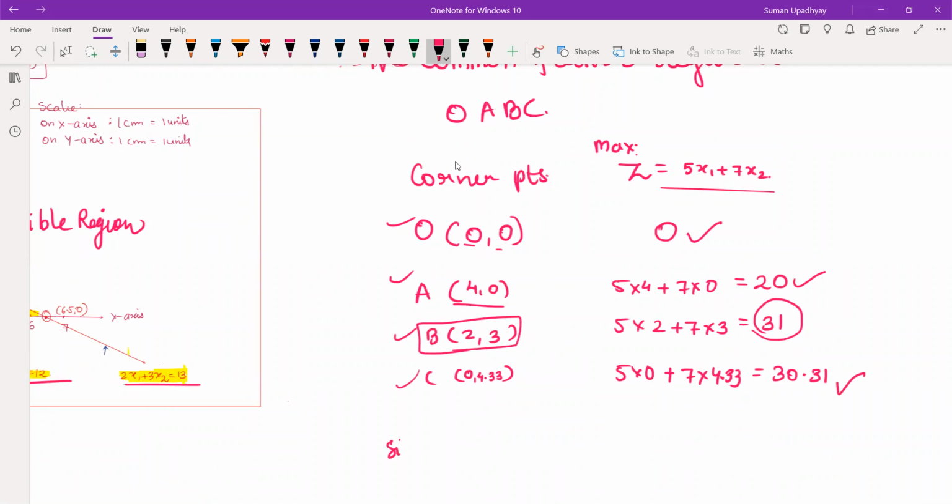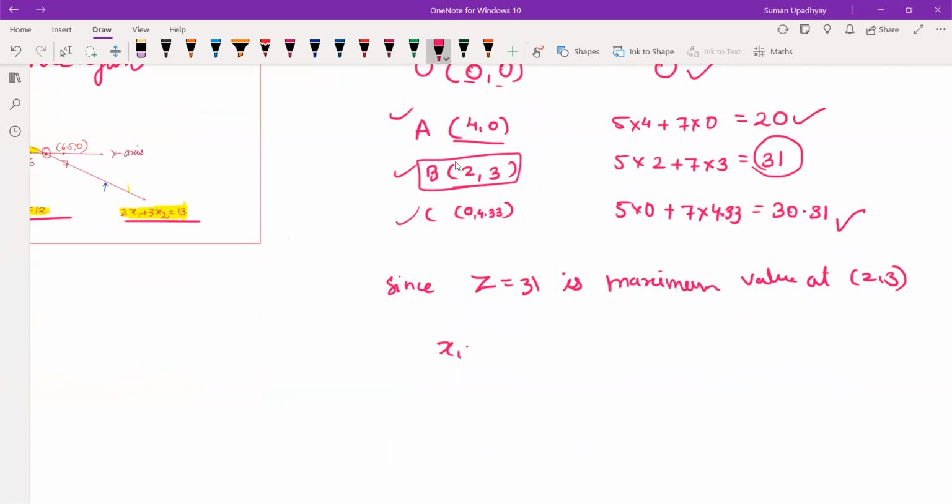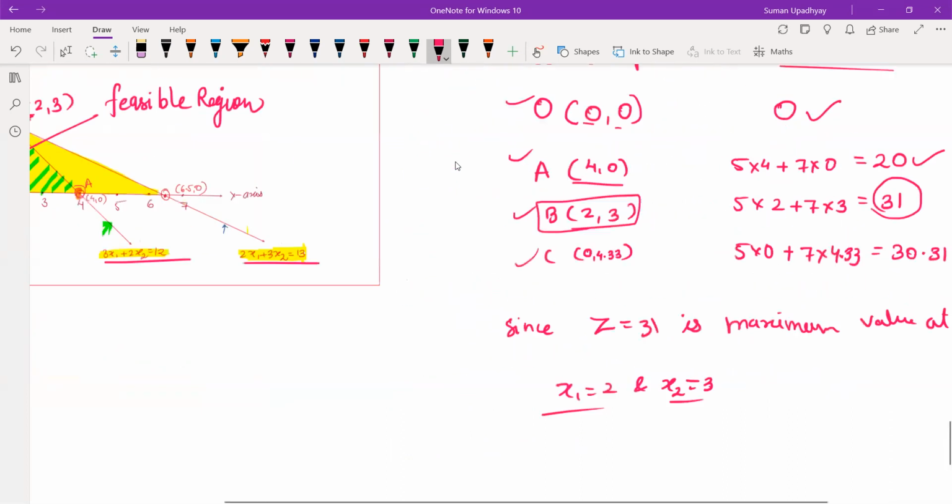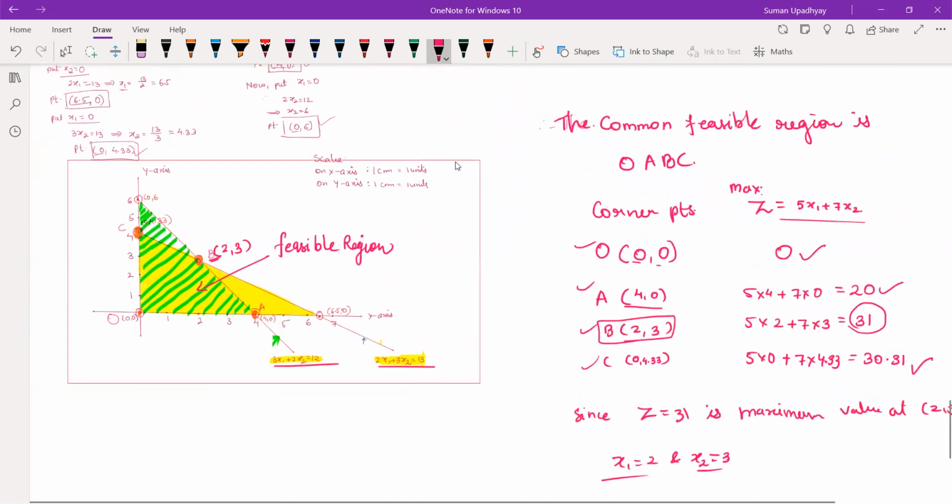Okay. Now since z equals 31 is the maximum value at 2,3, x1 should be 2 and x2 should be 3. So at this point you're getting the maximum value of z, that is going to be your optimal solution. I hope you all have understood this problem, how we draw the graph and how we get the corner points. If any corner point is missing, you can find it out by solving the equations simultaneously.